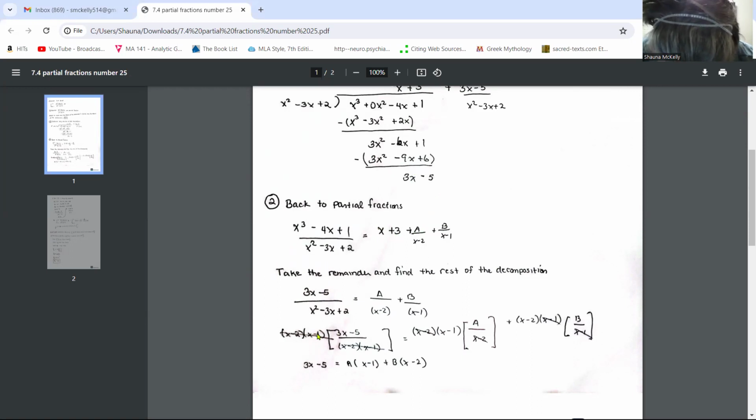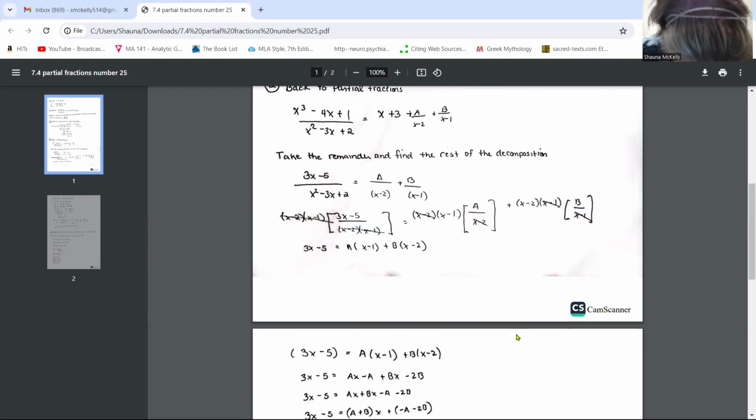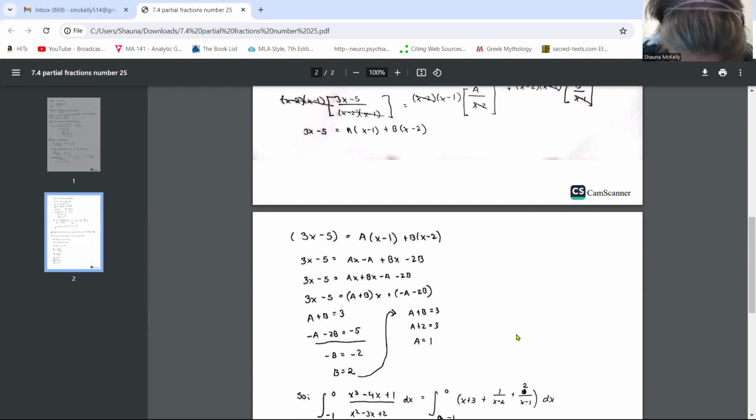So I had to multiply both sides of the equation by the common denominator, leaving me 3x minus 5 is equal to a times x minus 1 plus b times x minus 2. Now I could have used the plug-in method here, but I almost always choose to use the coefficients because you can't always use the plug-in method as effectively. So I did that.